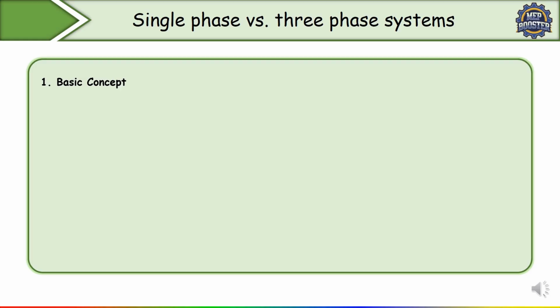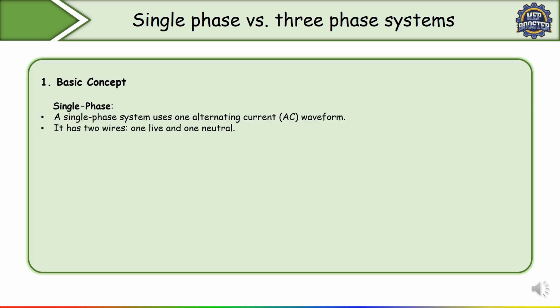First we'll see the basic concept of single phase and three phase system. First of all we'll talk about the single phase system. What is it? A single phase system uses one alternating current, in short one AC waveform, to supply power. It typically has two wires: one live, also called the hot wire, which carries the current, and second the neutral wire, which provides the return path for the current. Sometimes an additional ground wire is included for safety purpose.